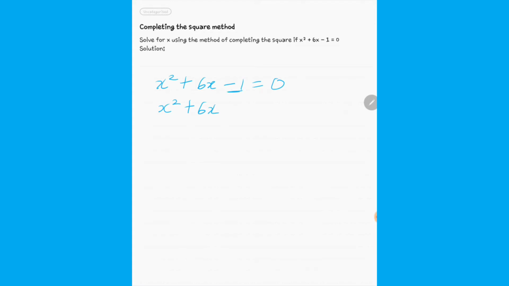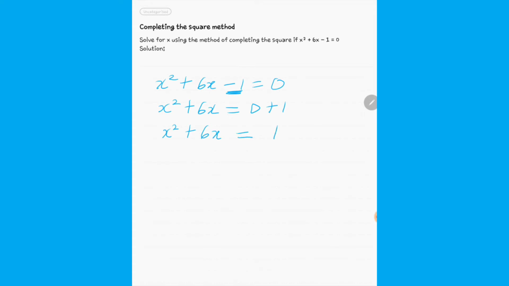So you have x squared plus 6x. If I move the constant minus 1 to the other side, it becomes 0 plus 1. It is minus on the left hand side. When you move it to the right hand side, it becomes plus. So you have x squared plus 6x equals 1.